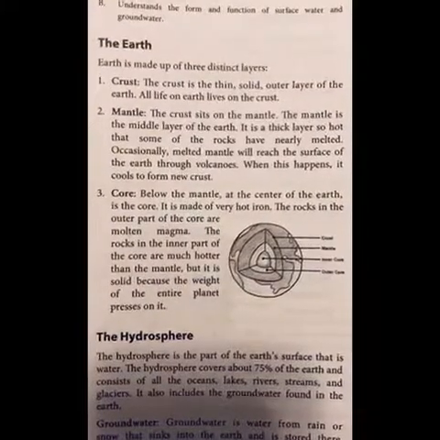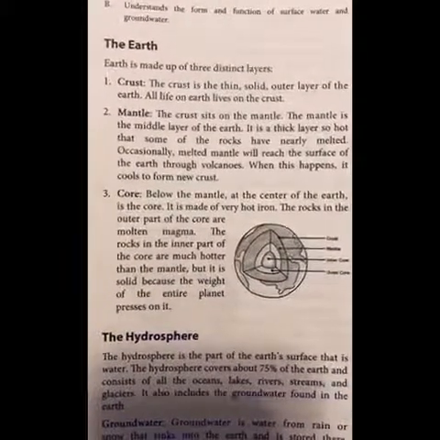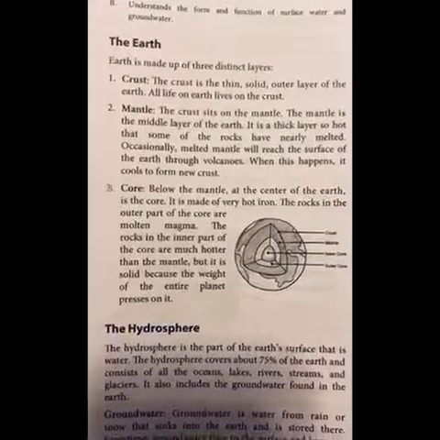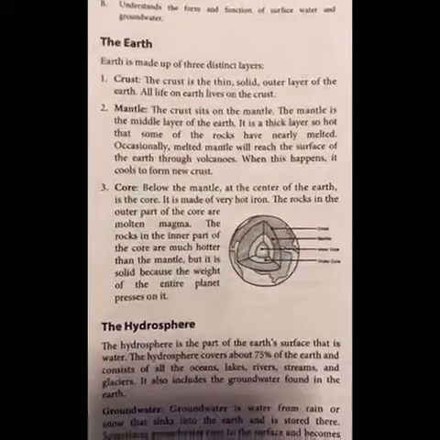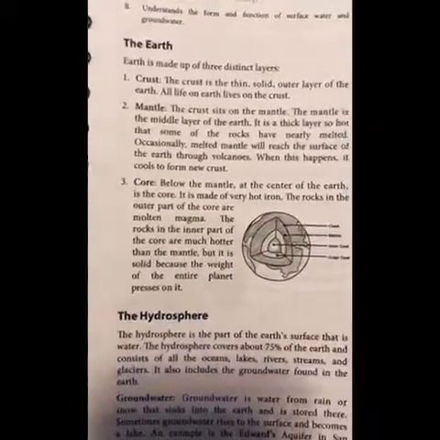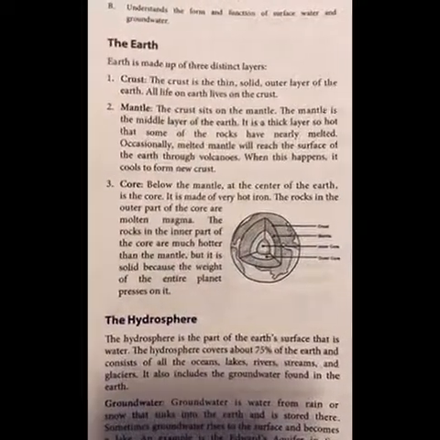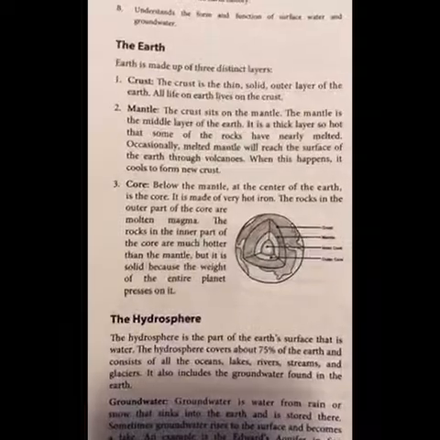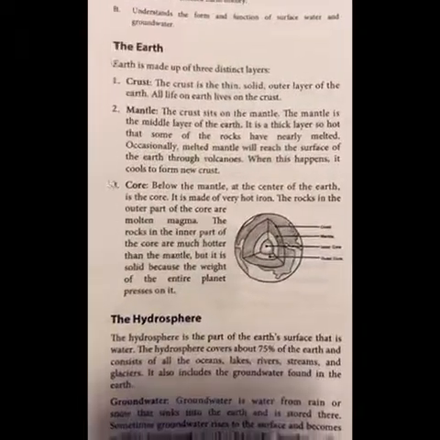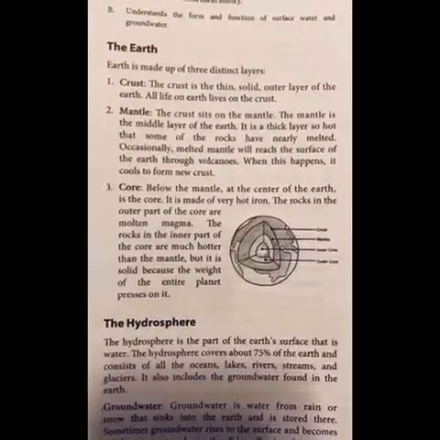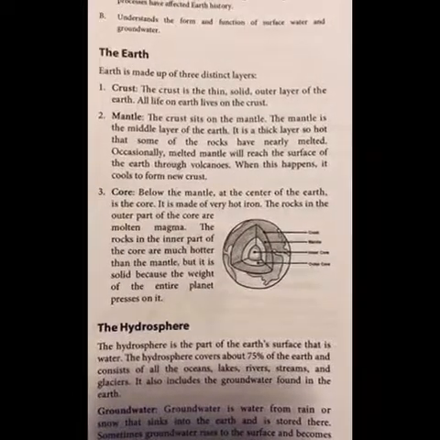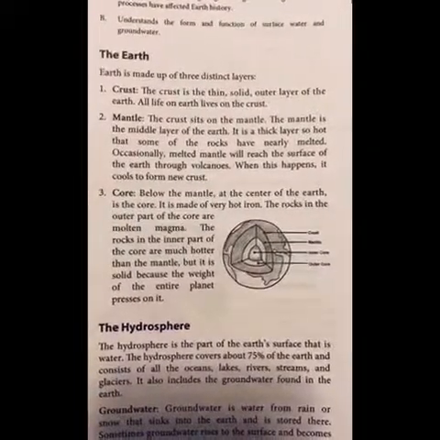When filling out our Earth's layer foldable, we'll reference back to pages 271 to 273 in our yellow book. So as we learned, the Earth is made up of 3 distinct layers: the crust, the mantle, the core. And just to go over it briefly, the crust is the thin, solid outer layer of the Earth. All life on Earth lives on the crust.